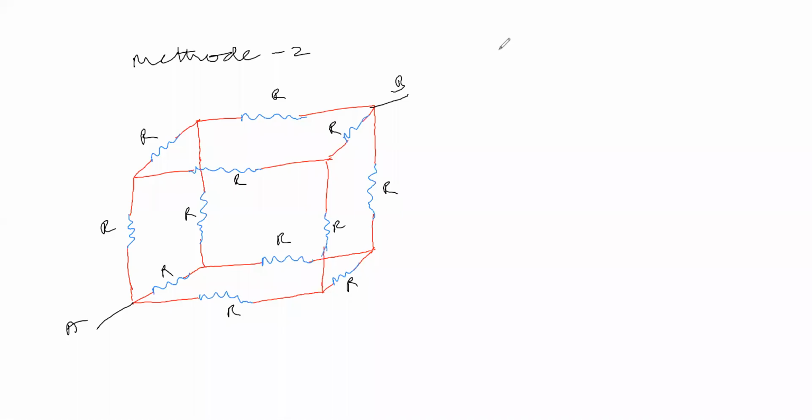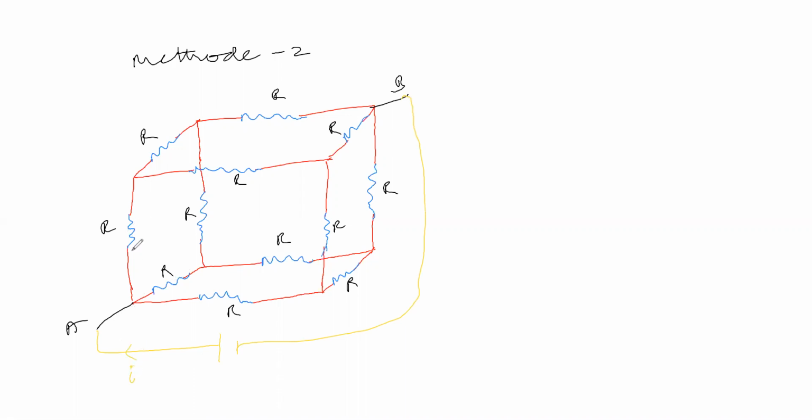In method 2, we are going to find the effective resistance across A and B, that is, the body diagonal of a cube. In this method, we are assuming that point A and point B are connected to the battery. If we consider from the battery, we are assuming that current I comes.